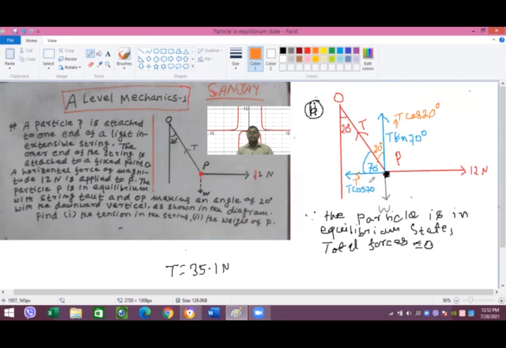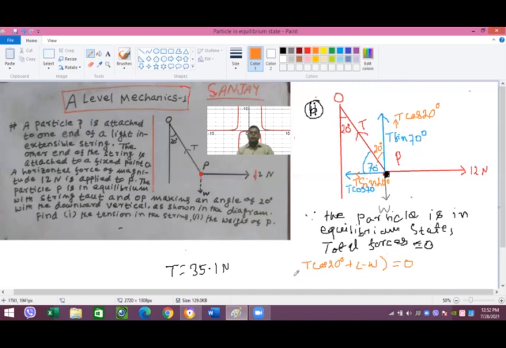T sine 20 degrees. So again, as the particle is in equilibrium state, these two forces balance each other, and hence the total sum of the forces on this particle is 0. So suppose this one direction as the positive direction. Then in that case, the total force will be T cos 20 degrees minus W, or you can write W minus T cos 20 degrees equals 0.